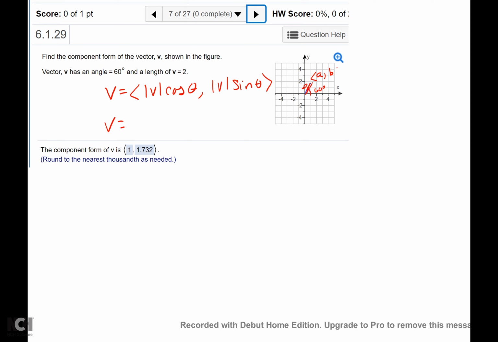They want those a, b coordinates. So to get the a coordinate, you do this. Well, it told me it has a magnitude of 2. Cosine, its directional angle is 60 degrees. Magnitude is 2. Sine of 60 degrees. And if I type those in, I get 1 and 1.732.